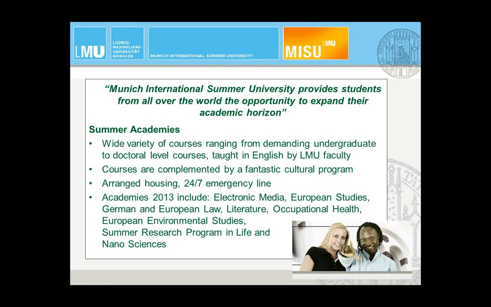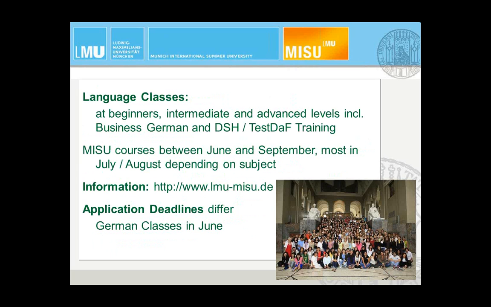They take students not just to Munich, but also, in the case of European Studies, to Prague and Vienna to really learn about European politics. And in the case of the European Environmental Studies, students will learn in Berlin, in Munich, and in Vienna about the scientific approach to environmental studies and also a humanities approach. And then we offer two summer research programs in life sciences for advanced life science majors. We also have a great cultural program and housing and all the services that you expect from a great summer program. Language classes as well at all different levels, including a business German course that we offer every year.